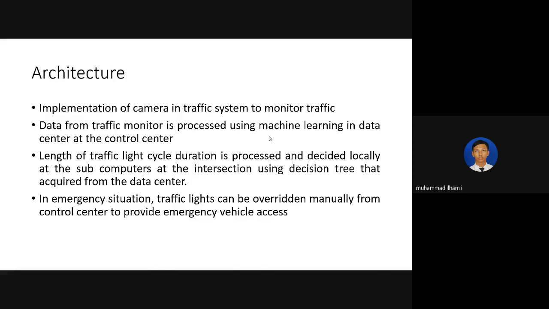In emergency situations, traffic lights can be overridden manually from the control center to provide emergency vehicles a quick response and give them access to the emergency site.